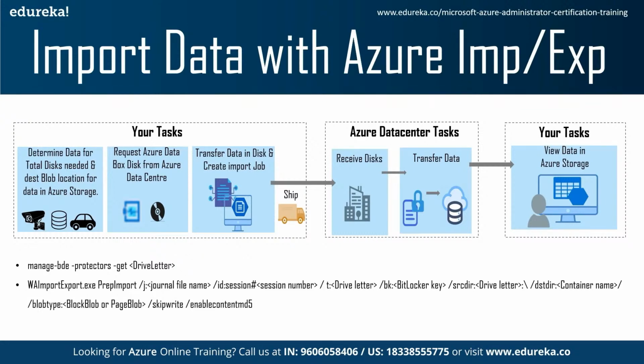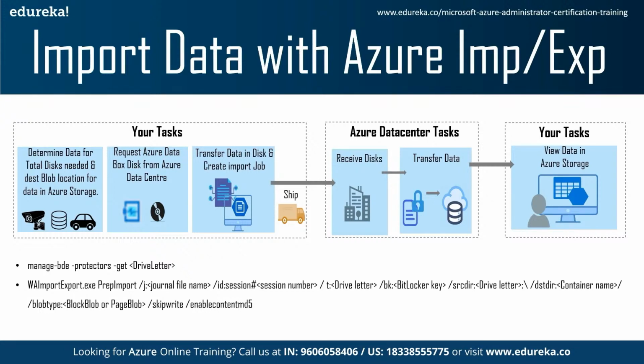So next step is to create the job. Create an import job by using the Azure portal or the REST API. Provide the following information: a name for the job, a storage account in which to import the data, the shipping address of the Azure data center for the storage account, the return address where Microsoft should send the drive back to, a list of drives that contain the data for the job, and the BitLocker key used to encrypt the data for each drive.